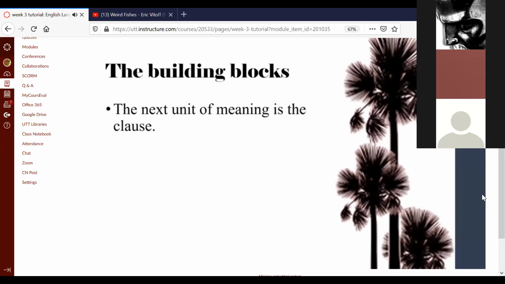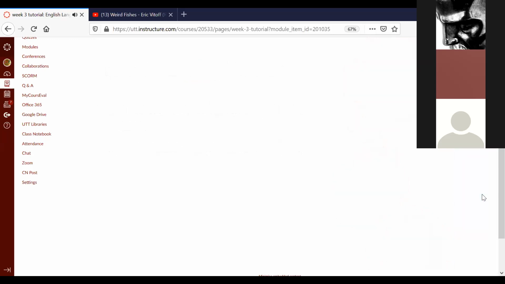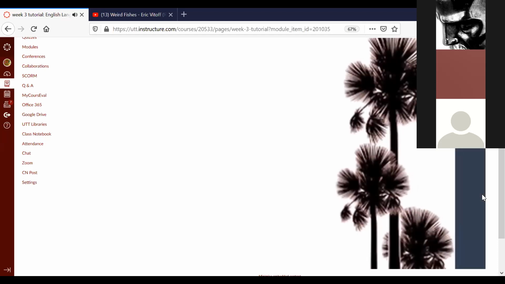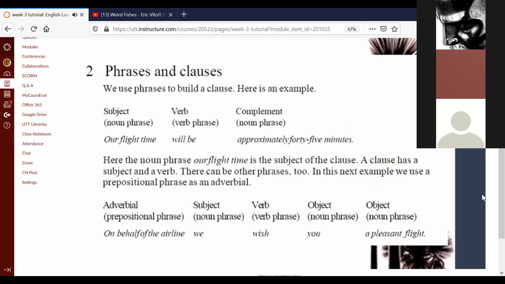The next unit of meaning is the clause. We combine phrases to make a clause. Note the main difference between a phrase and a clause. Remember, the phrase has no subject and a verb, while the clause has both a subject and a verb.